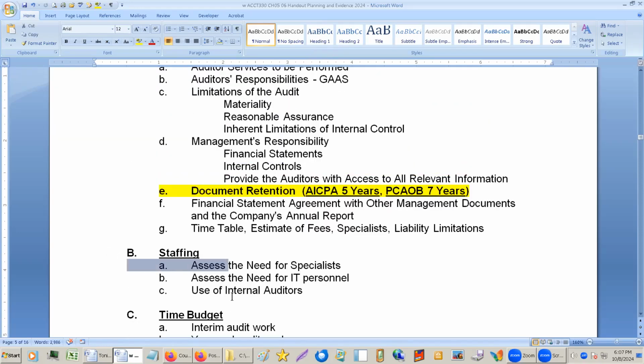staffing, nothing too crazy there. This one is the one that might seem a little bit out of place. But a lot of times they'll use the internal auditors. So these are employees of the client. This is what I used to do.